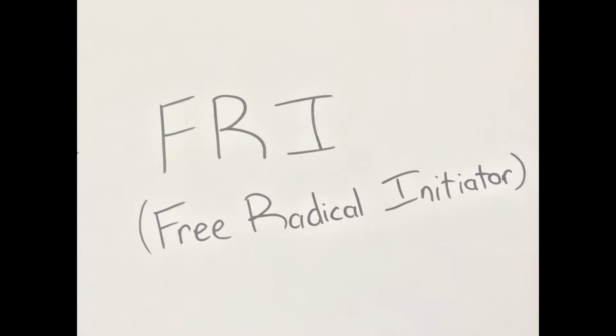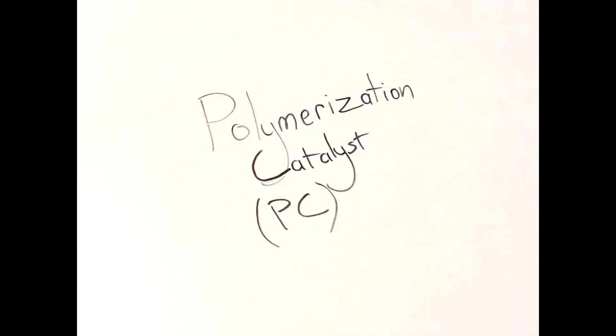Considering that the use of a free radical initiator, FRI, during polymerization of ethylene will cause LDPE to form, and that the use of a polymerization catalyst, PC, will form HDPE, it is safe to assume that there is a difference between an FRI and a PC, which there is.